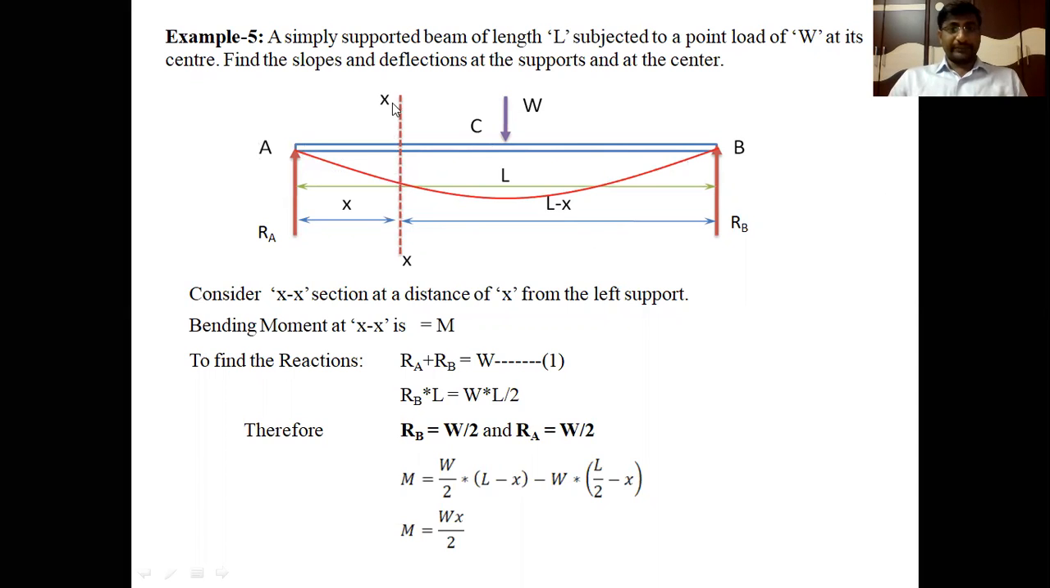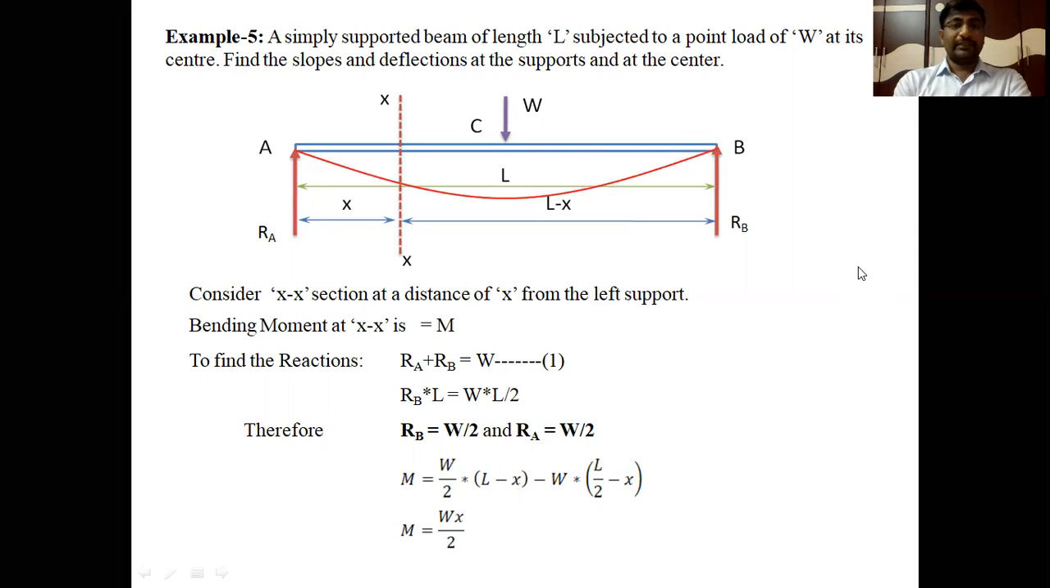Okay students, let us solve this problem. First of all, you have to draw this diagram by reading the problem. You should draw the simply supported beam, mark L as the span, and W, capital W, is the point load acting at the center. You have to mention the W at the midpoint of the beam.